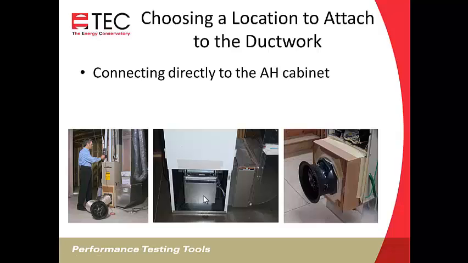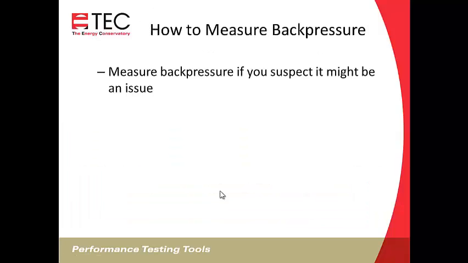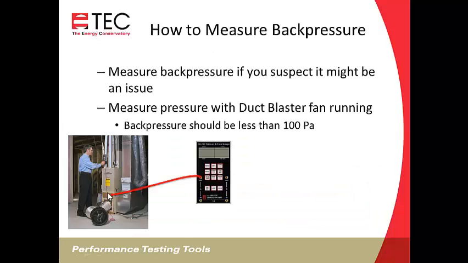So in cases like that, you're gonna need to build out that cabinet opening so you're able to get airflow around that obstruction. Otherwise, you're gonna have really high back pressures. So in that case, you would measure the pressure in that air handler cabinet with reference to the room that you're in. And that back pressure, again, needs to be less than 100 pascals.